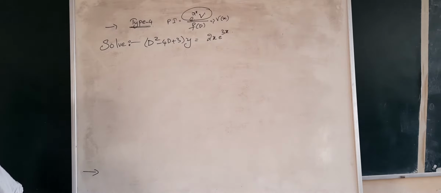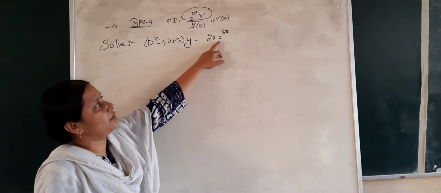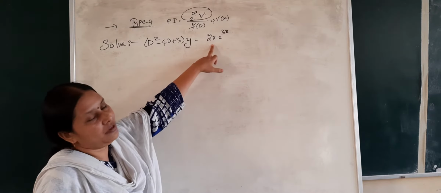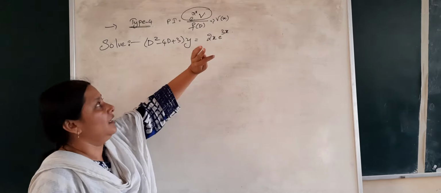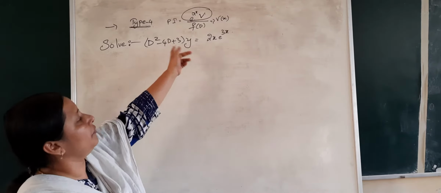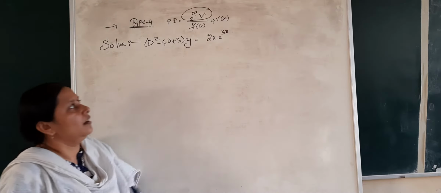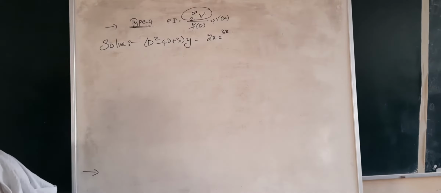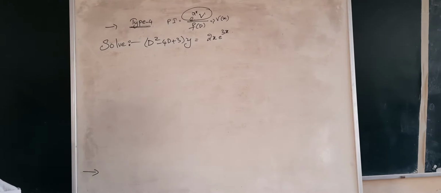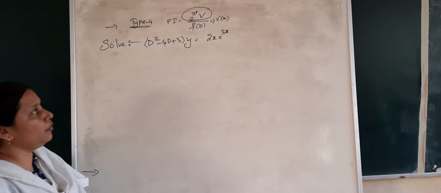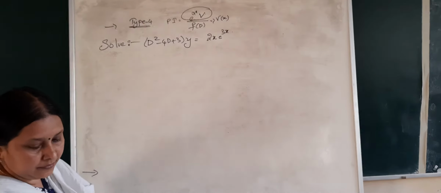And we'll have to apply type 4 first to come out of the exponential form, that is e power 3x, and then 2x is a polynomial function, so we have to apply type 3. As I told you, whenever we have a product of two terms, we will be doing both the types, either type 4 and type 2 or type 4 and type 3. Both will come. Okay. So let us see how we solve.